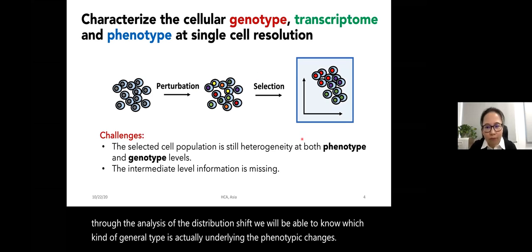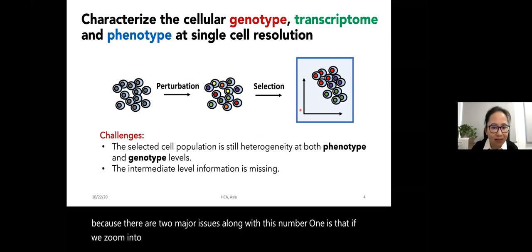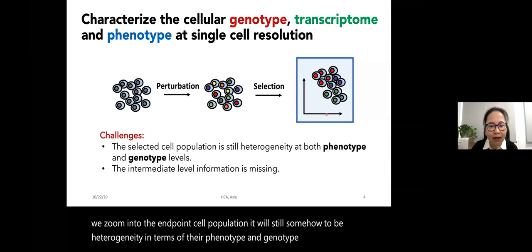However, the plan is not as perfect as we expected, because there are 2 major issues. Number one is that if we zoom into the endpoint cell population, there will still be heterogeneity in terms of phenotype and genotype to some extent. And number 2 is that from the genotype to phenotype, we basically ignored the entire intermediate steps of the central dogma.